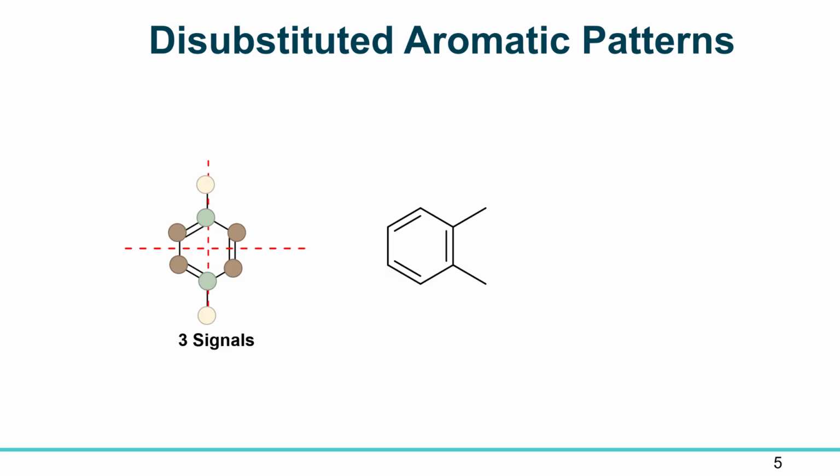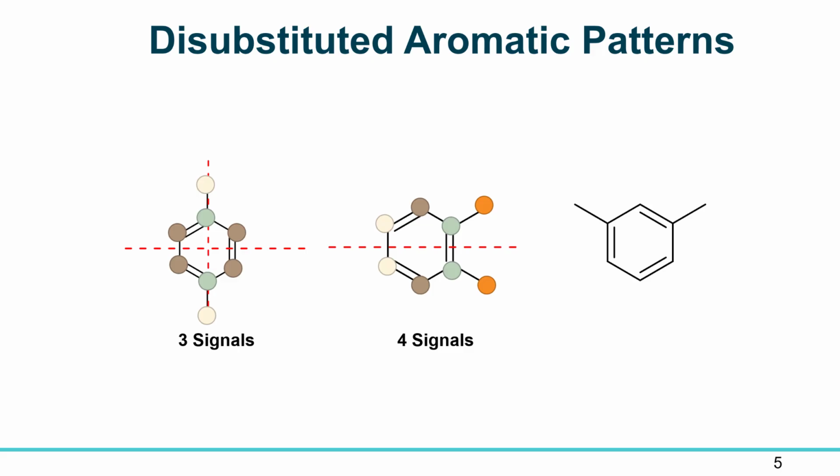The 1,2-dimethyl isomer produces 4 signals. There is a single plane of symmetry, which is shown by the dashed red line running horizontally through the structure. This relates each of the 4 carbons above with their reflected carbons below. Finally, 1,3-dimethylbenzene produces 5 signals.